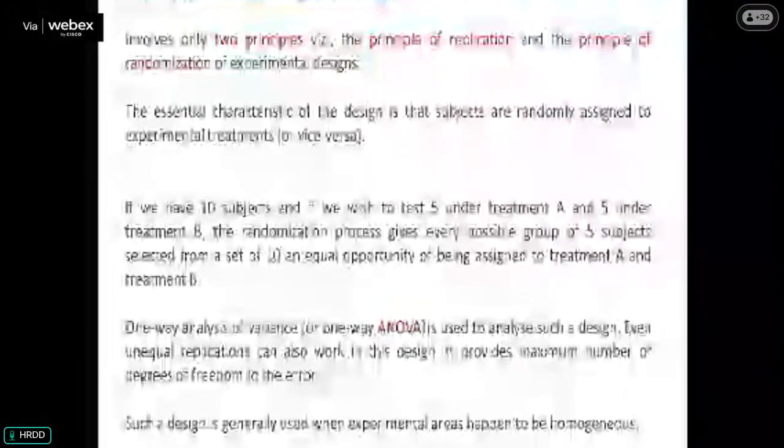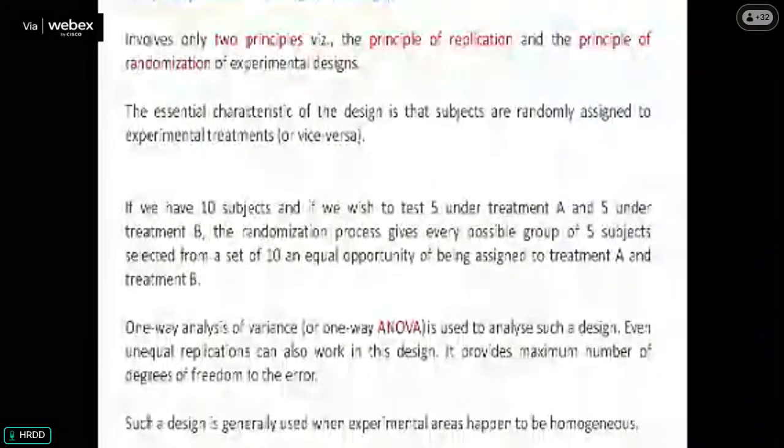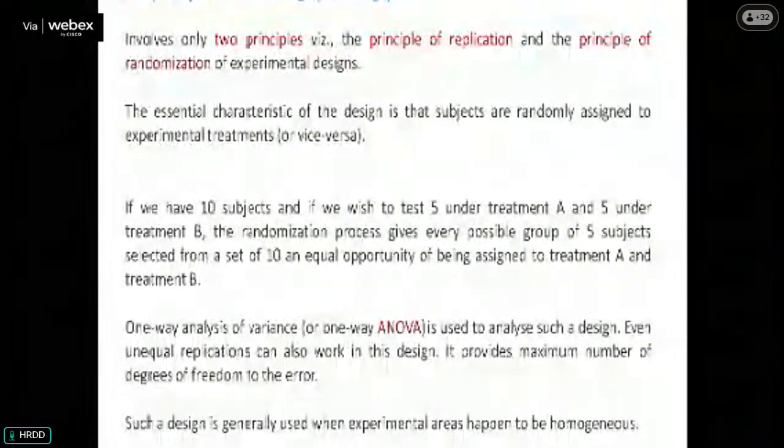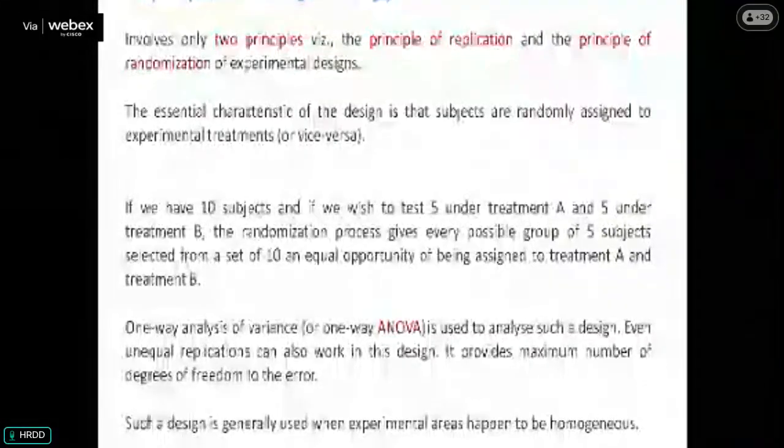One way analysis of variance. This is ANOVA, which will be taught in the next classes, RM classes. ANOVA technique is used to analyze such a design. This analysis is done with the ANOVA technique. It provides maximum number of degrees of freedom to the error. Such a design is generally used when experimental errors happen to be homogeneous.